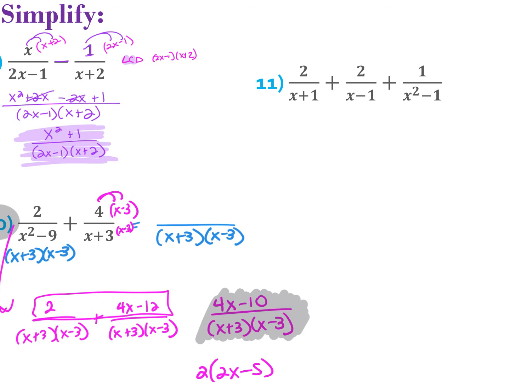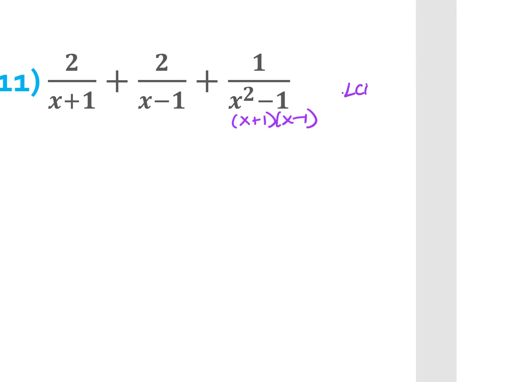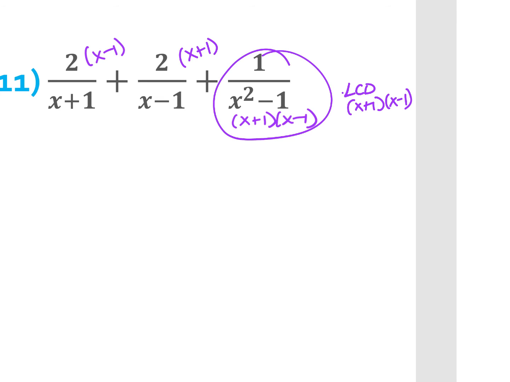And 11 is a factorable one. So the first two denominators don't factor, but the last one would be x plus 1 and x minus 1. So the least common denominator is that, x plus 1 and x minus 1. The first two is missing the x minus 1. The second one is missing the x plus 1. This already has everything intact, so you don't have to change that.